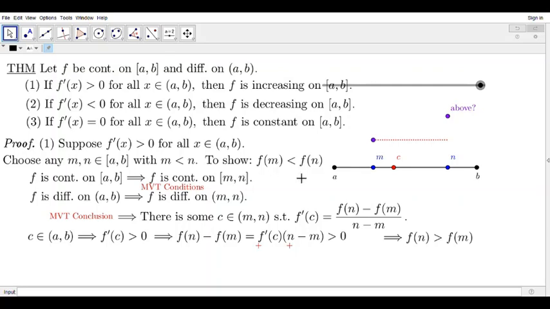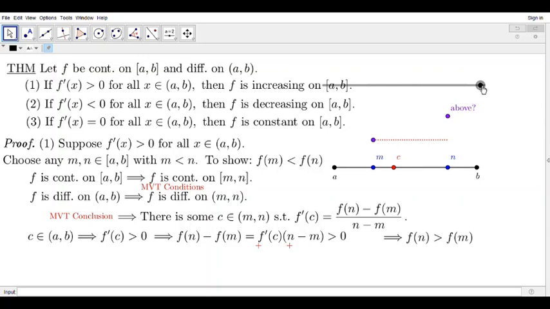So we've shown, therefore, that it doesn't matter how m and n are chosen inside the interval ab. It's always going to be true that the y-coordinate of the point n, which happens later, will always be higher than the y-coordinate of any point m, which happens way before that. So that's the proof of statement number 1.